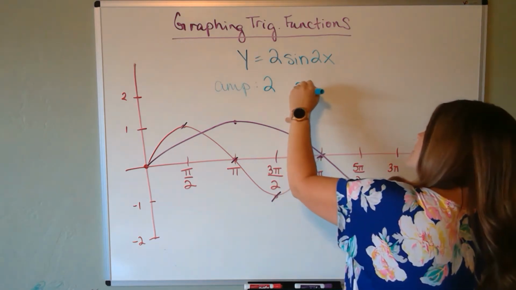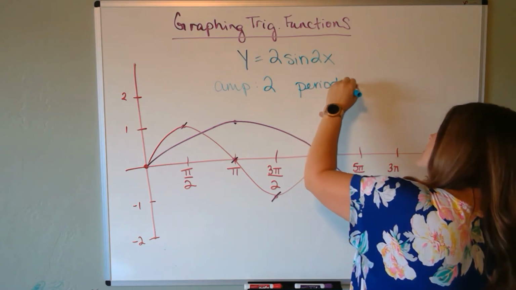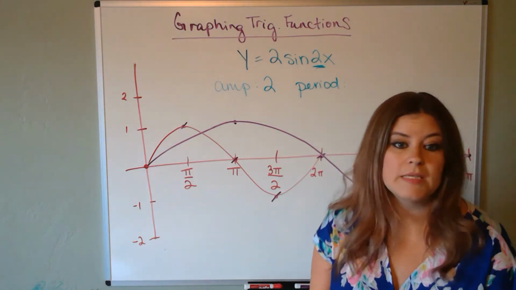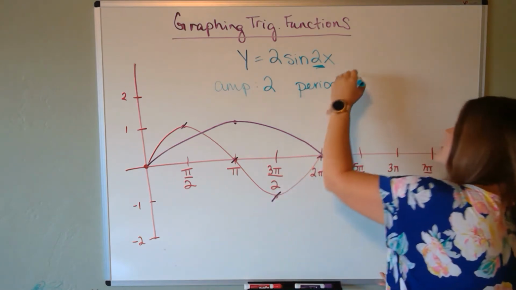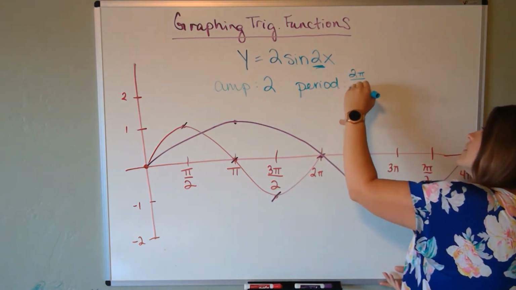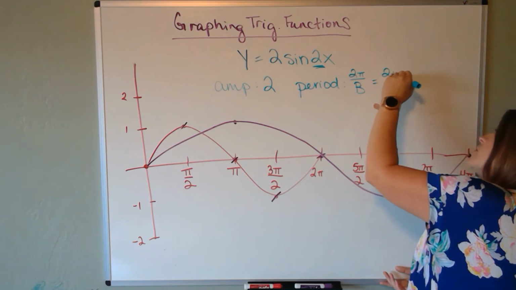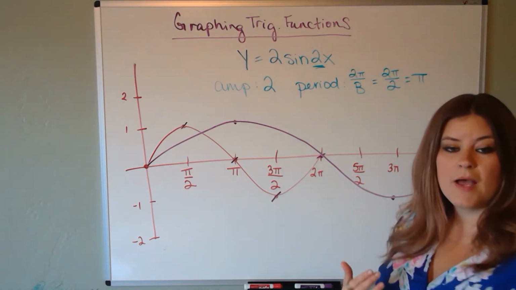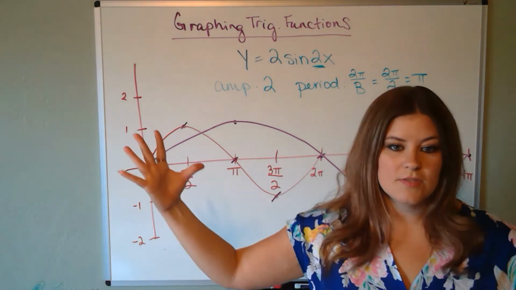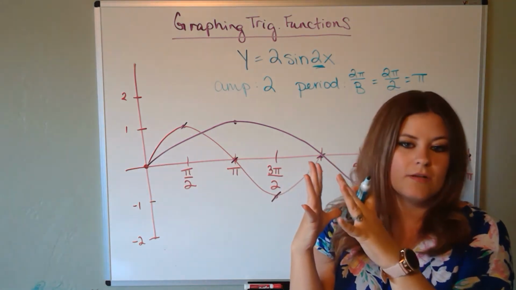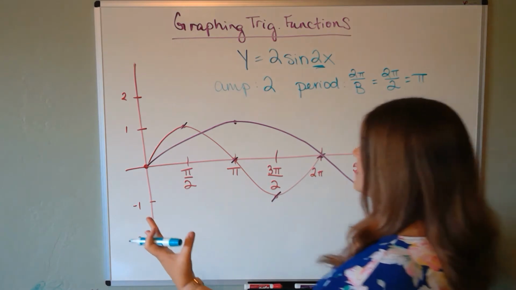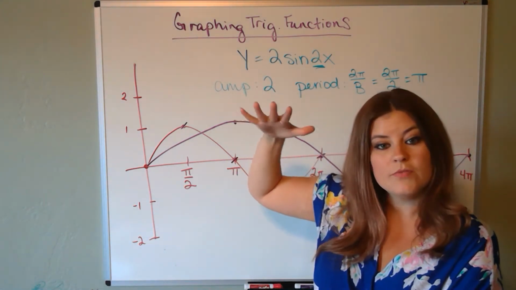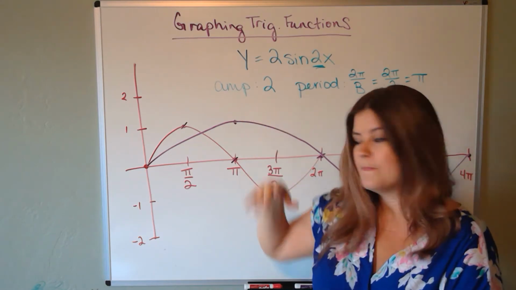So let's find the period. Here's b. Remember, the period's not just b, it's not just 2. It's always 2 pi over b. So we get our 2 pi over 2, and our period is pi. So it's cut in half, which means everything's going to be cut in half horizontally. But while we're cutting everything in half horizontally, we're going to be stretching by a multiple of 2 for the amplitude vertically.